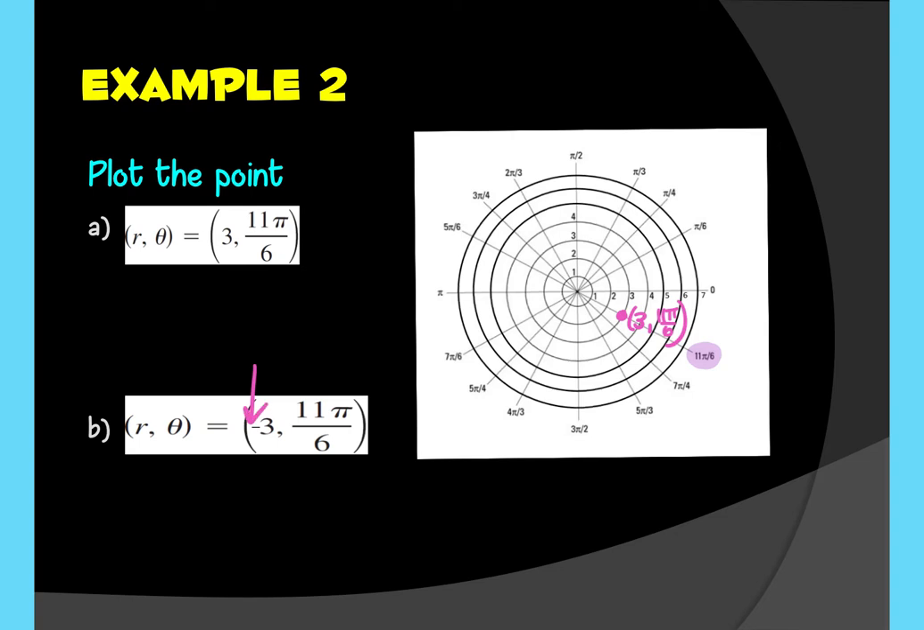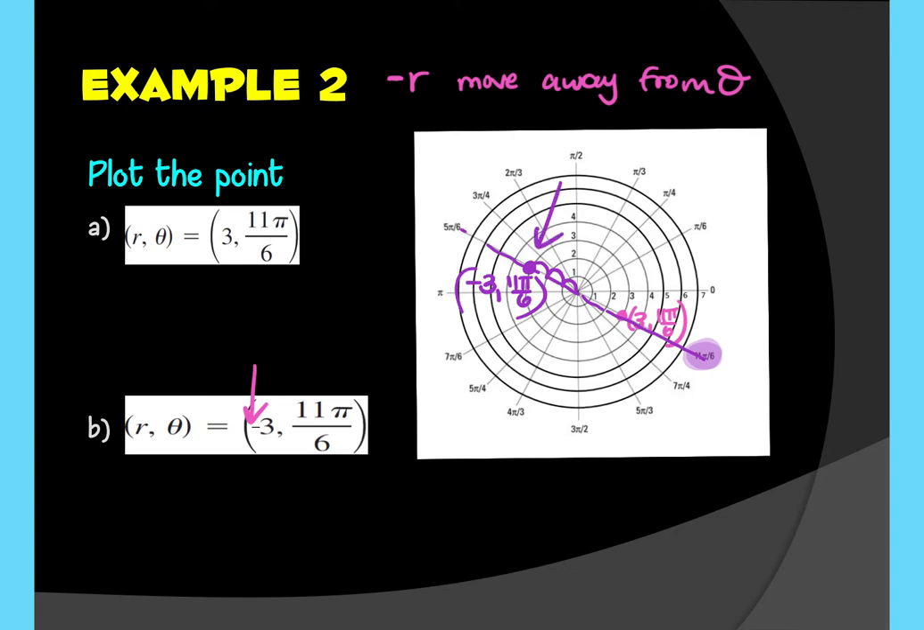All right, so now notice the difference on B. B actually says 3 is negative. The radius is negative. So if you have a negative r, you move away from the angle. So you move in the opposite direction. So I would find 11 pi over 6. It's still the same angle. But instead of moving towards it, like I would with the 3, I actually move the other direction on the same ray. So I need it to be the same line, and move in the other direction. And that's how I would plot a negative radius.